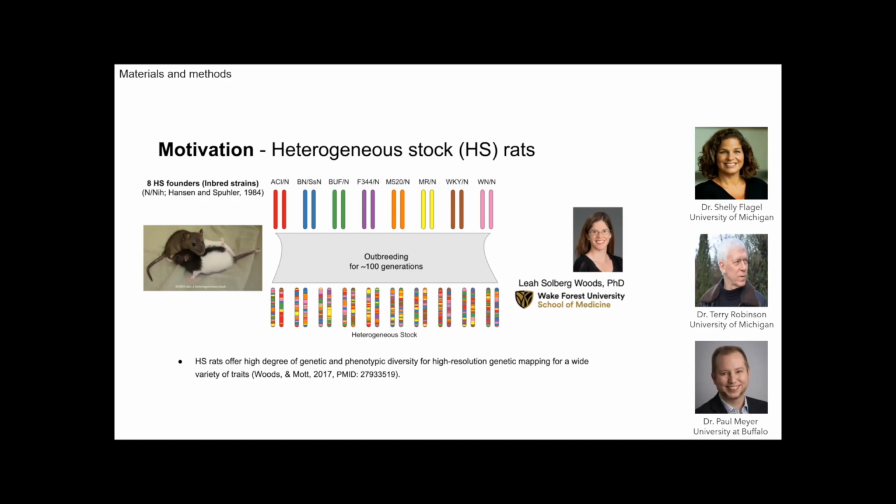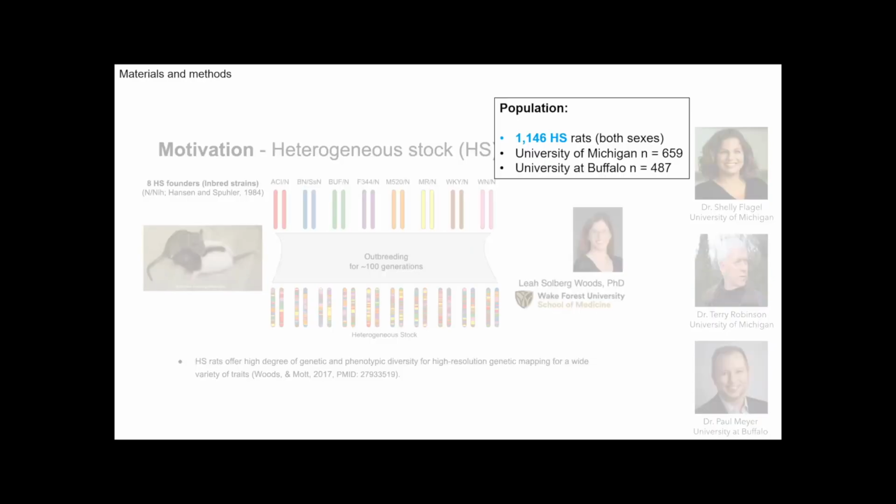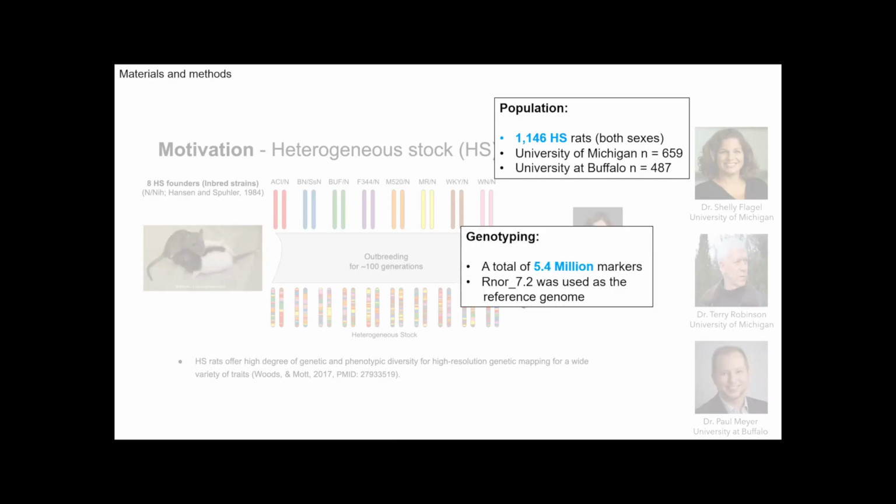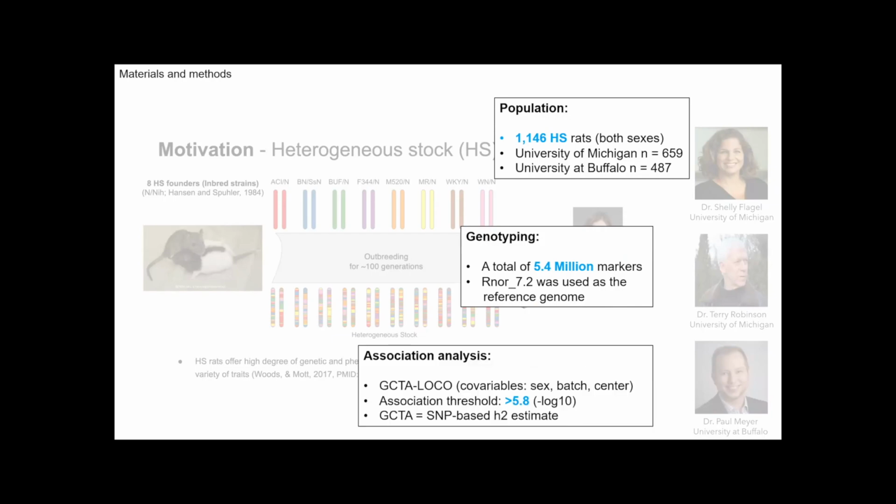This is a genomic mosaic coming from a total of 8 different founder strains. We used a total of 1,146 heterogeneous stock rats, including both sexes, and those individuals were held at 2 different centers, Michigan and Buffalo. Those animals were genotyped for a total of 5.4 million markers using the RN7 assembly as a reference. The association analysis was performed using GCTA LOCO. The association threshold was 5.8, and the SNP-based heritability was determined using GCTA as well.